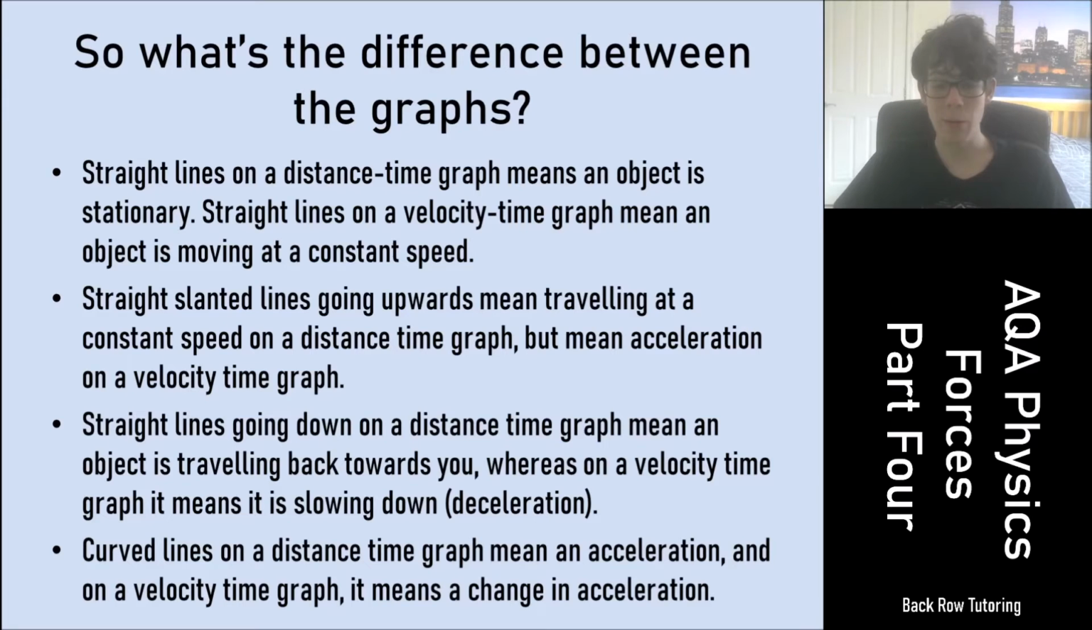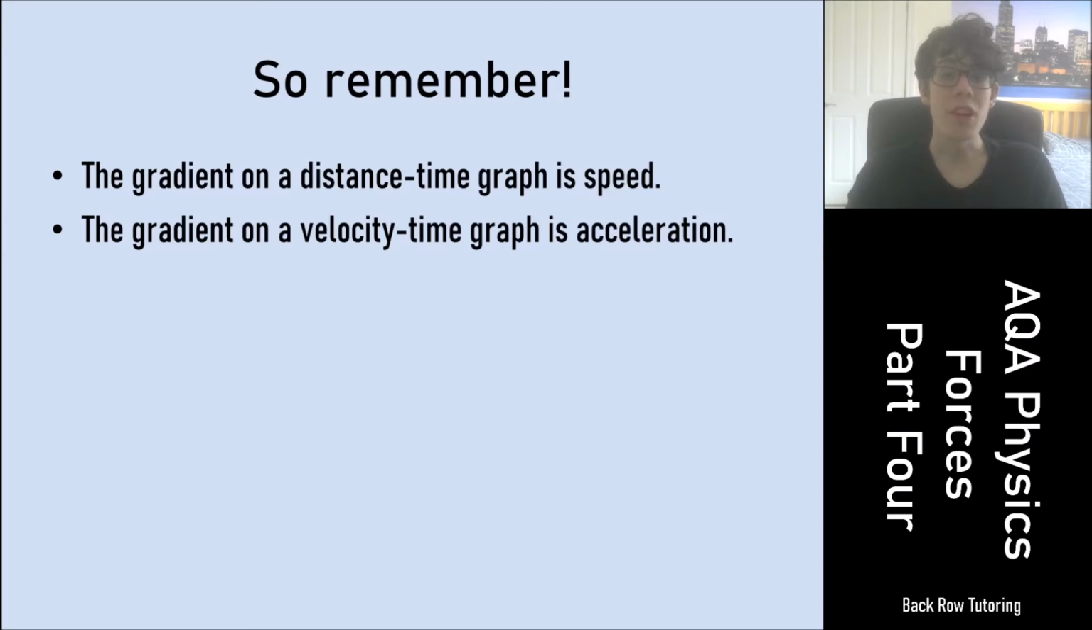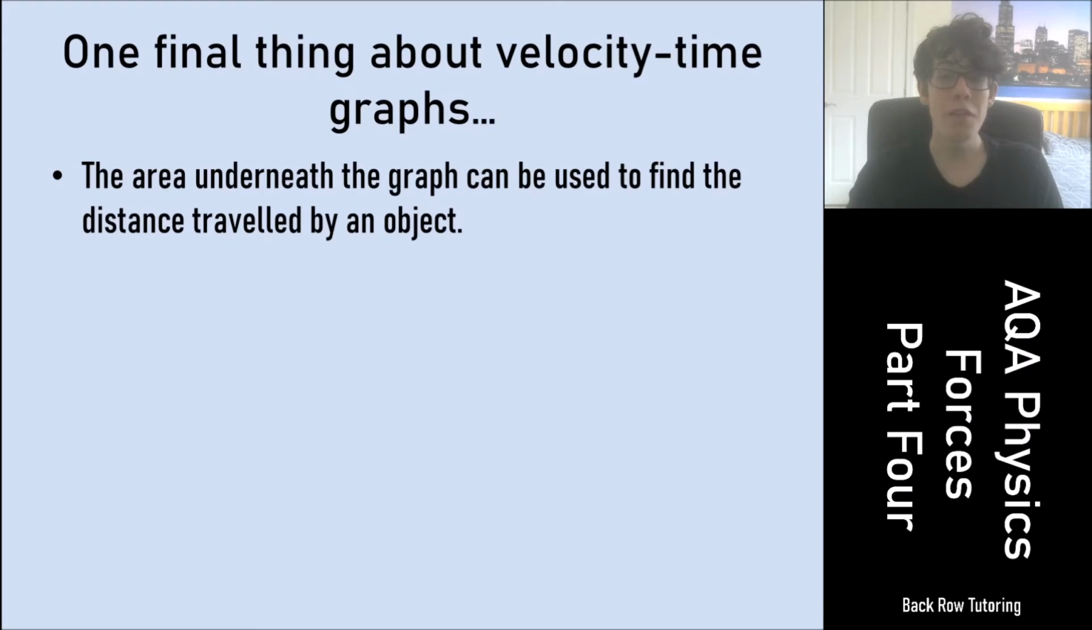Curved lines on a distance time graph mean an acceleration, and on a velocity time graph it means a change in acceleration. The acceleration of an object can be found by finding the gradient of a velocity time graph. This can be done by using the gradient formula, just like for finding the velocity on a distance time graph. So remember, the gradient on a distance time graph is speed. The gradient on a velocity time graph is acceleration. And one final thing about velocity time graphs, which was covered in that little video, the area underneath the graph can be used to find the distance travelled by an object.